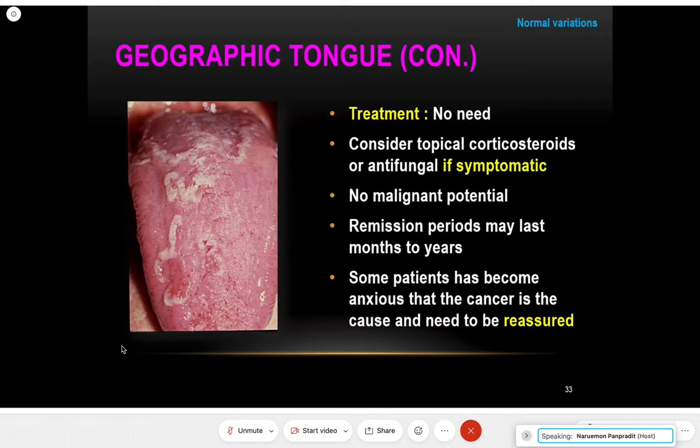It's confirmed that it should be geographic tongue. But if you are not sure, maybe you record it with a photo and follow up again in 2 weeks. If it changes and looks similar in character, changing location 2 or 3 times, you can be confident that it's geographic tongue. You can explain to the patient, no need to do any treatment, just reassure.